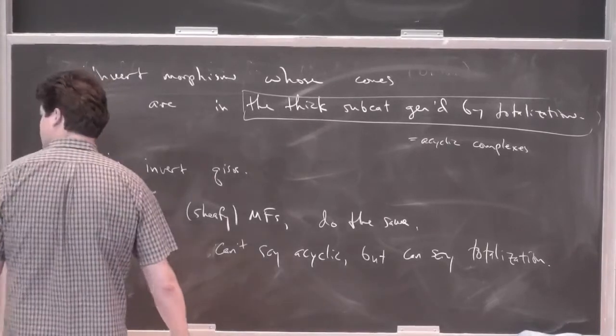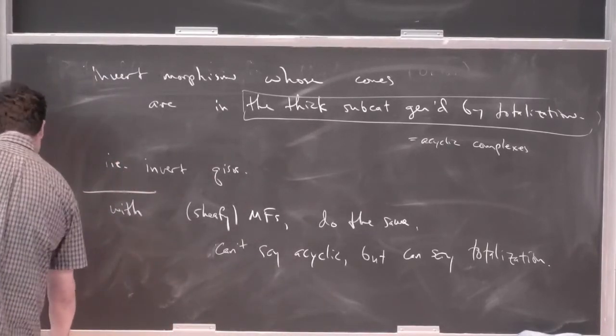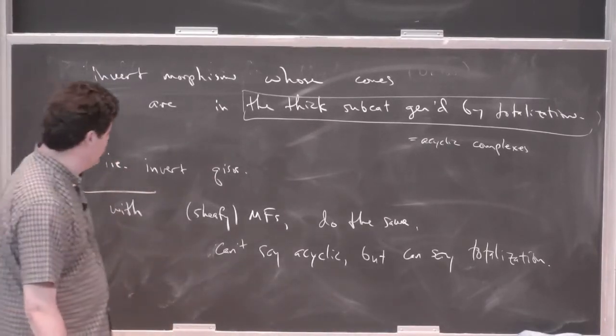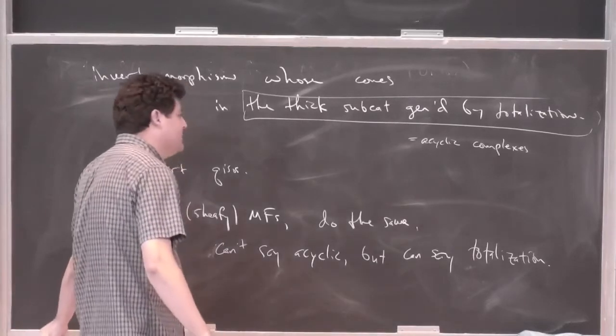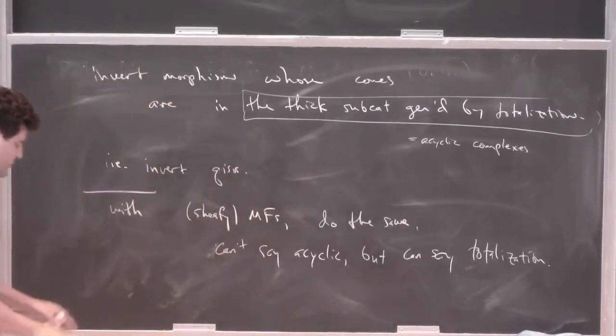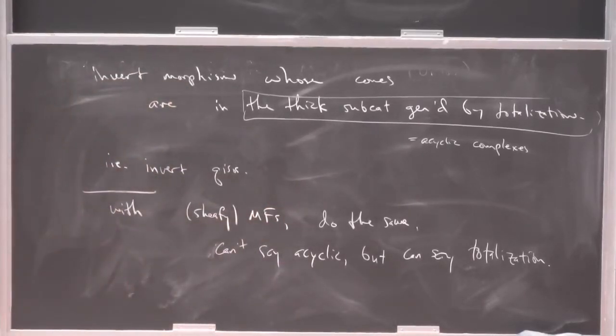So, I was making a DG category, and then I suddenly said Verdier quotient, which makes it sound like I'm in a triangulated category. So you could either take the homotopy category of matrix factorizations with this naive Hom complex, say that's a triangulated category, and do this triangulated thing to it. Or you could try to make Verdier quotients work on the DG level, which you can do, but we don't want to do today.